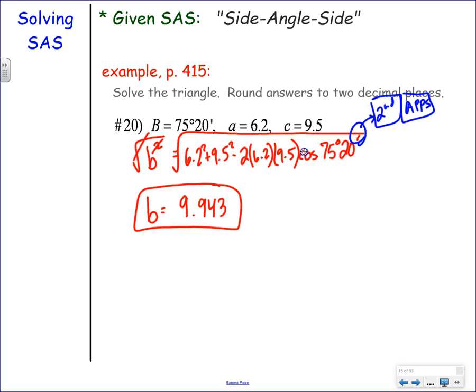Alright, we'll get started on homework tonight. We'll go over ambiguous case and how it shows up in law of cosines tomorrow.